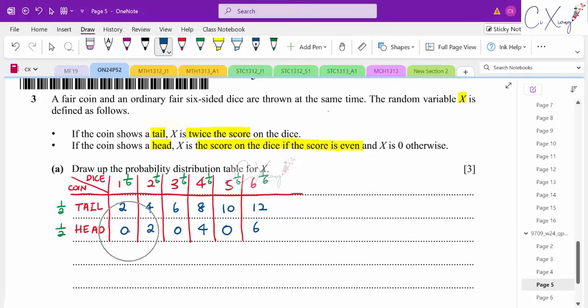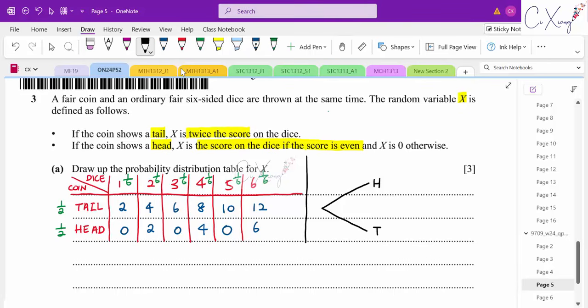So that means your X can be equal to 0, 2, 4, 6, 8, 10, 12. So this is by using the possibility space diagram. If let's say you don't like the possibility space diagram, then you can consider the tree diagram. But to me, I think the tree diagram is a bit big.